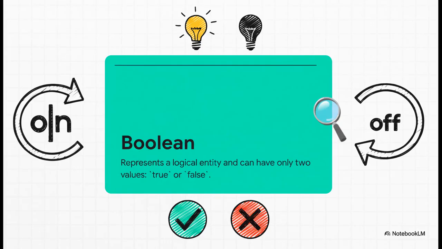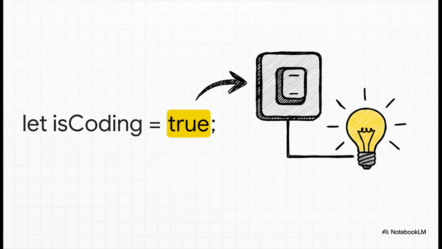Okay, now for a totally different kind of specialty box, the Boolean. I want you to think of this one as a simple on-off switch. It can't hold text, it can't hold numbers, it can only ever have one of two possible values, true or false. That's it. It's either on or it's off. So, let isCoding = true. It's just a statement of fact.